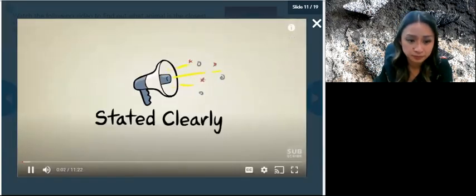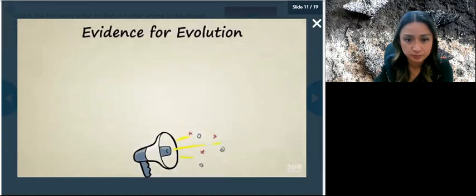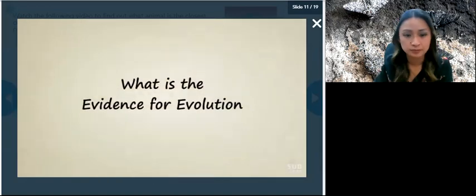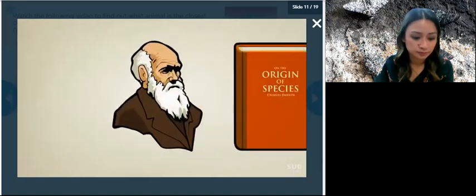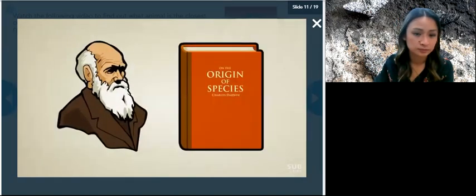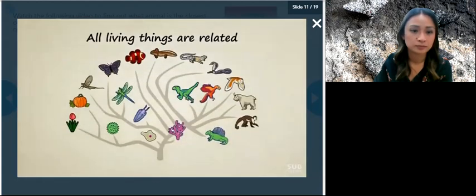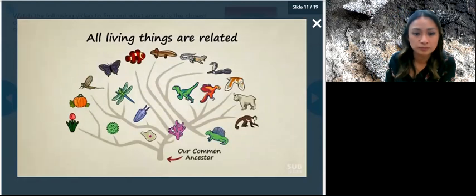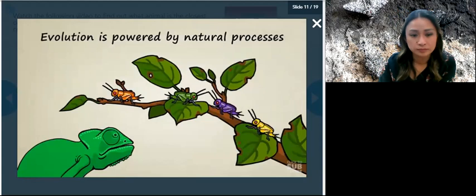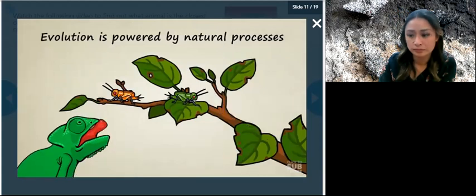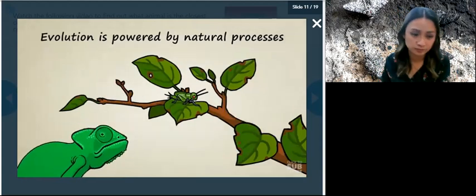Stated Clearly presents, what is the evidence for evolution? The theory of biological evolution makes 2 very bold claims about living creatures. First, all living things on Earth are related. They evolved from a common ancestor. Second, the evolution of living things is powered by natural processes, things which can be studied and understood.